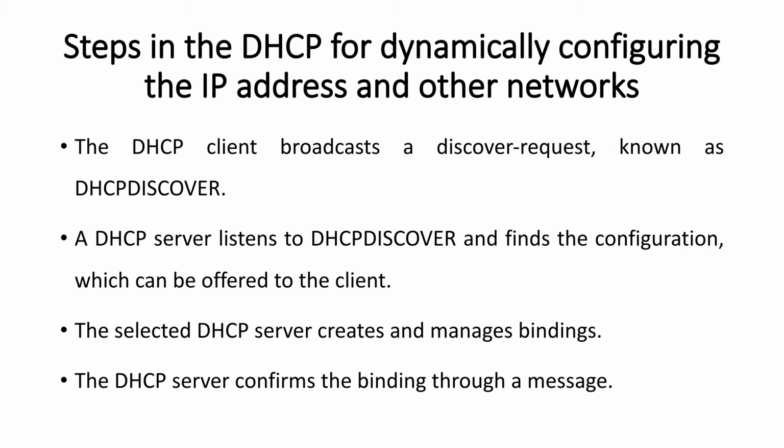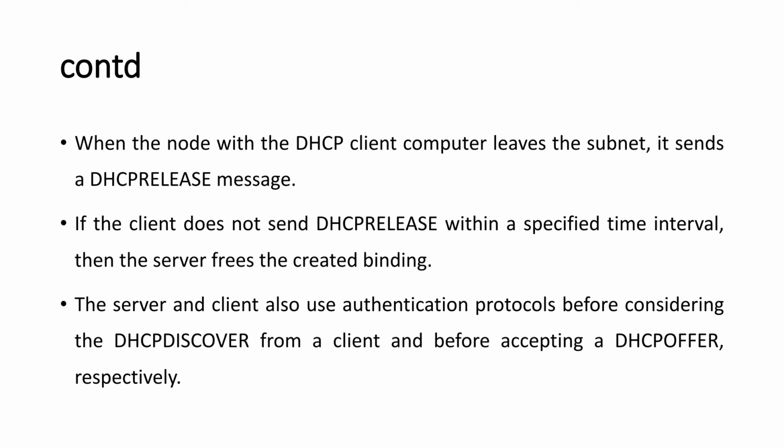The server sends the configuration parameters, including an IP address which is not presently in use on the subnet. The configuration parameters are in the DHCP offer for the offered configuration. The selected DHCP server creates and manages bindings. The DHCP server also sets a time interval during which the IP address will be valid for a DHCP client node, and the DHCP server confirms the binding through a message. It sends DHCP ack after creating the binding.